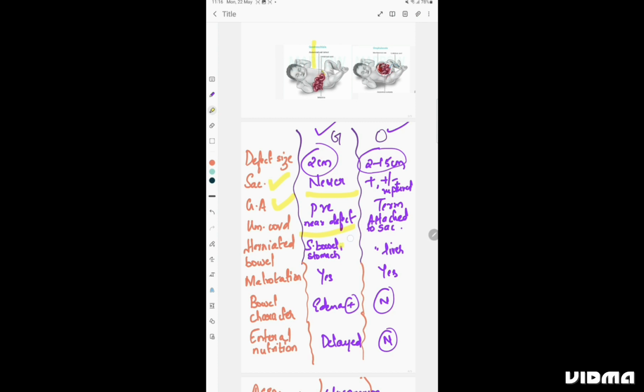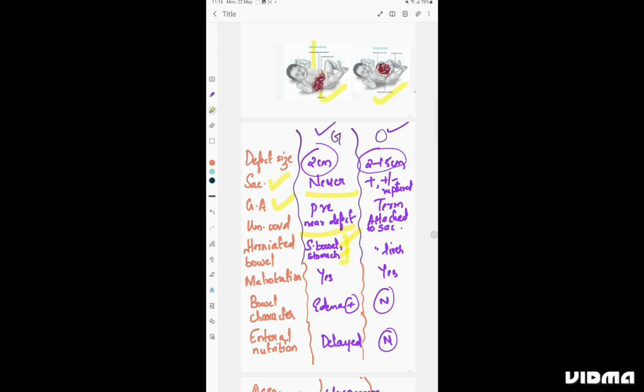Next we'll talk about the herniated contents. In gastroschisis, small bowel, stomach, colon, all these can be herniated, whereas in Omphalocele, same thing, all these structures can be herniated, but since a lot of space is there, even the liver can come out. Next is malrotation. In both the cases, malrotation may or may not occur.